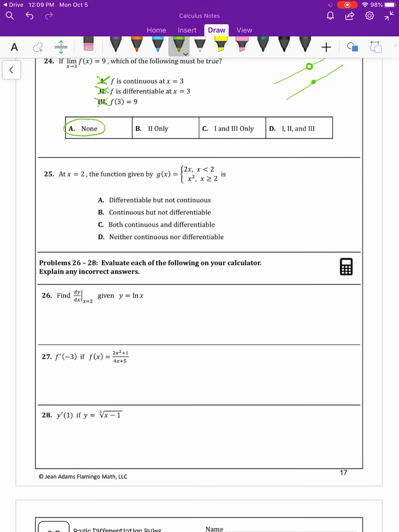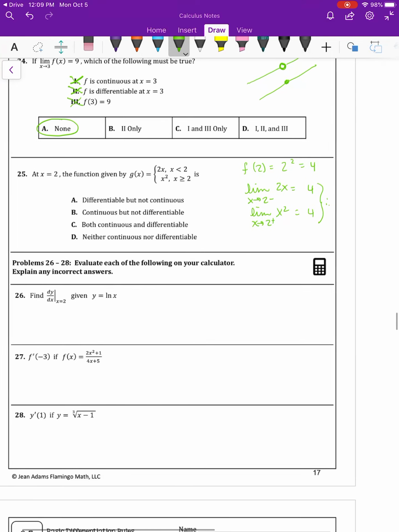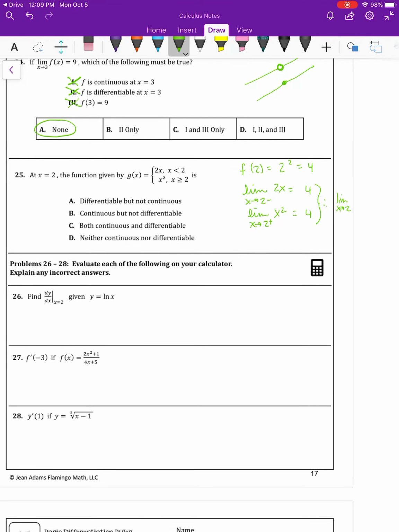At x equals 2, the function given by g of x equals 2x when x is less than 2 and x squared when x is greater than or equal to 2 is... So we want to find out what g of 2 is. g of 2 is 2 squared, which is 4. What is the limit as x approaches 2 from the left? From the left we would be talking about 2x, so that would be 4. What is the limit as x approaches 2 from the right? From the right, it would be x squared, so 2 squared is 4. So therefore the limit as x approaches 2 of g of x is 4. That was my number 1, that was my number 2. Here's my number 3: g of 2 equals the limit as x approaches 2. So therefore, it is continuous.